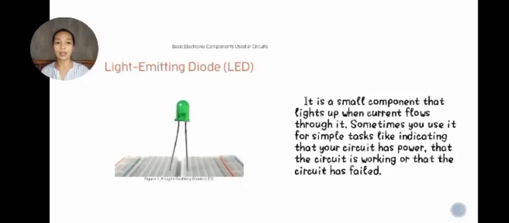First one is the light emitting diode or LED. It is a small component that lights up when current flows through it. Sometimes you use it for simple tasks like indicating that your circuit has power, that the circuit is working, or that the circuit has failed.